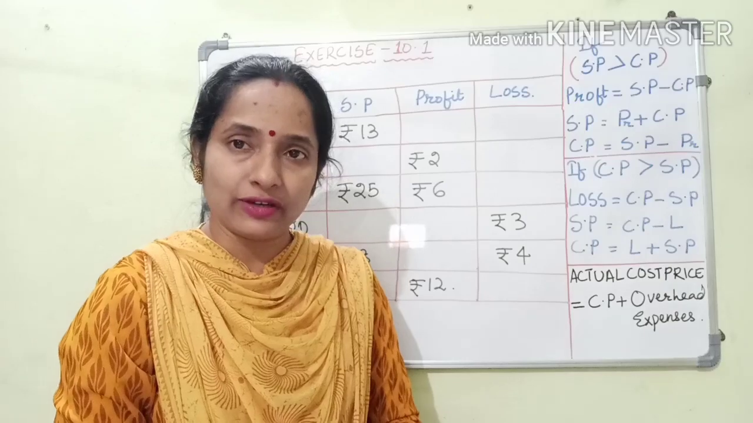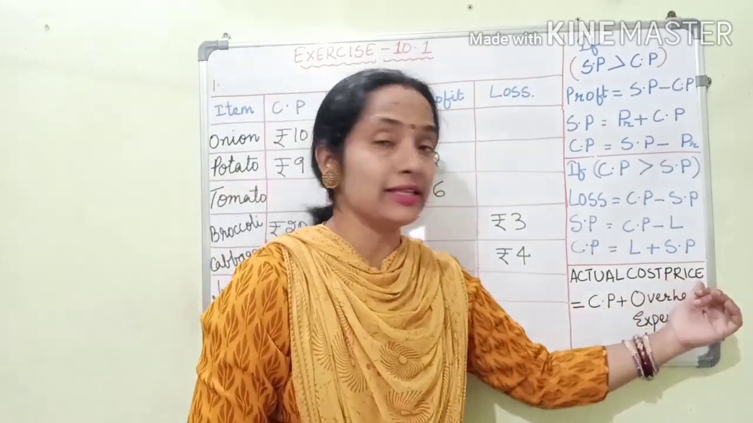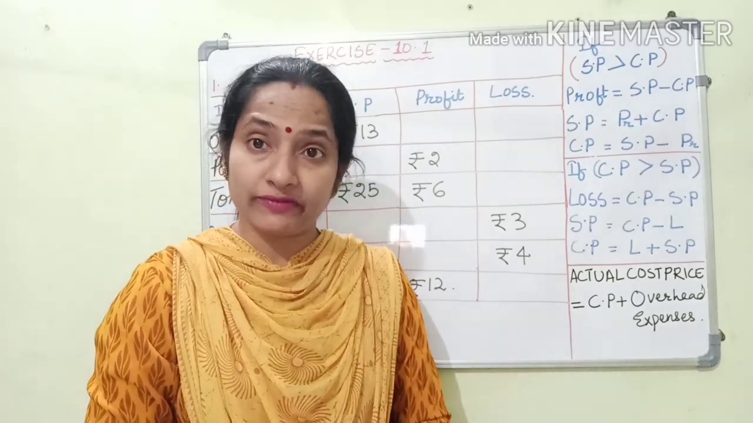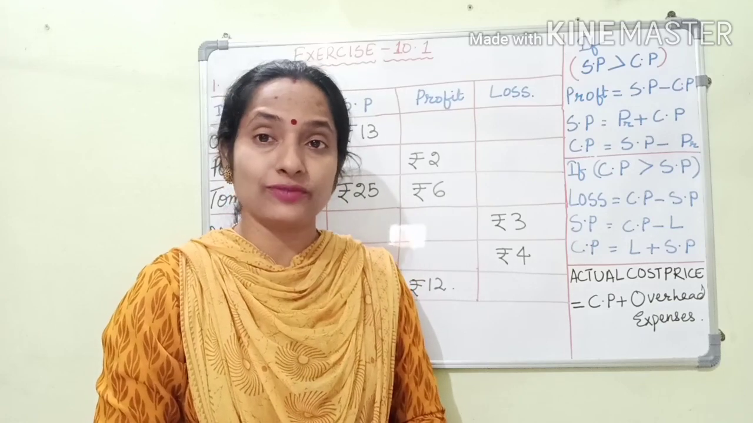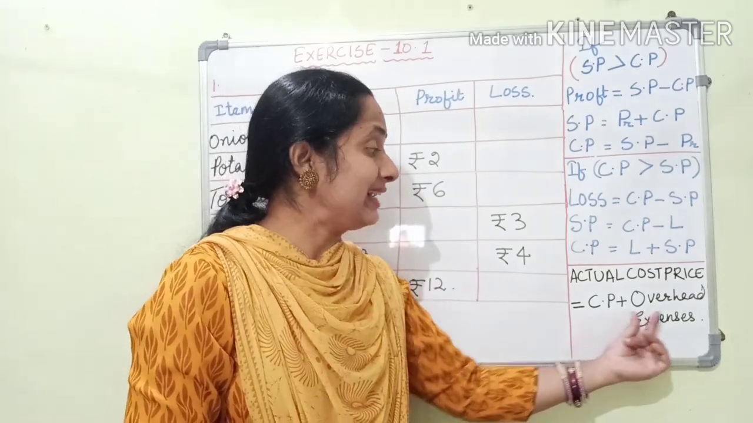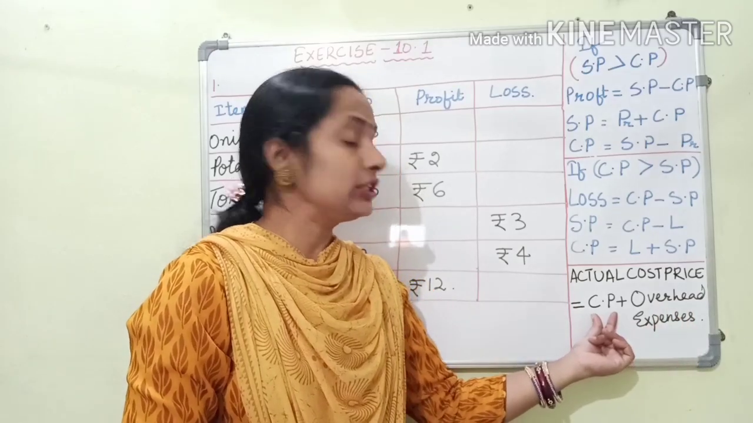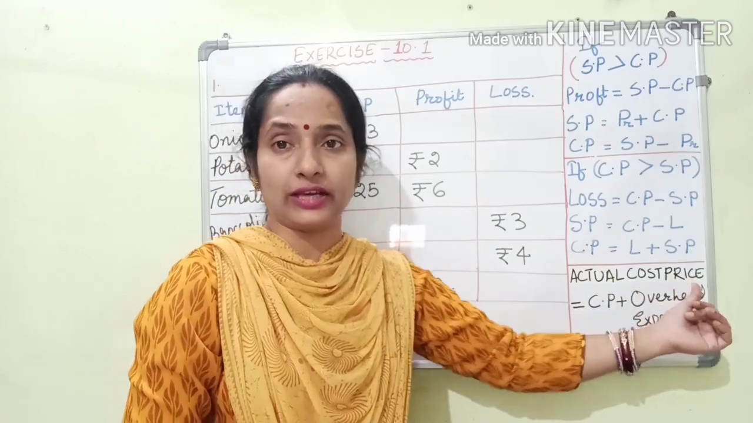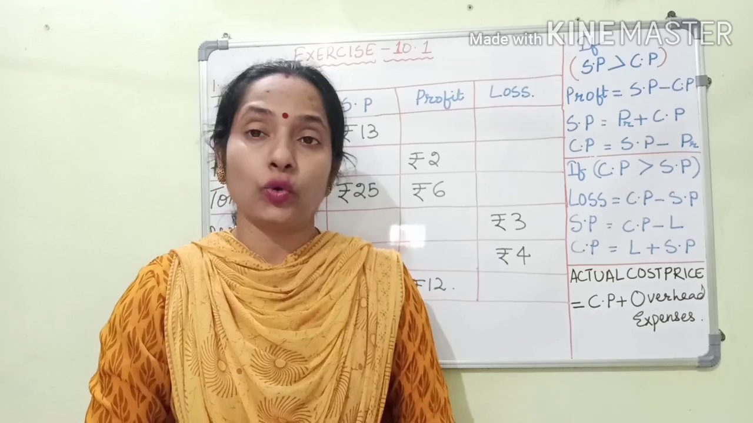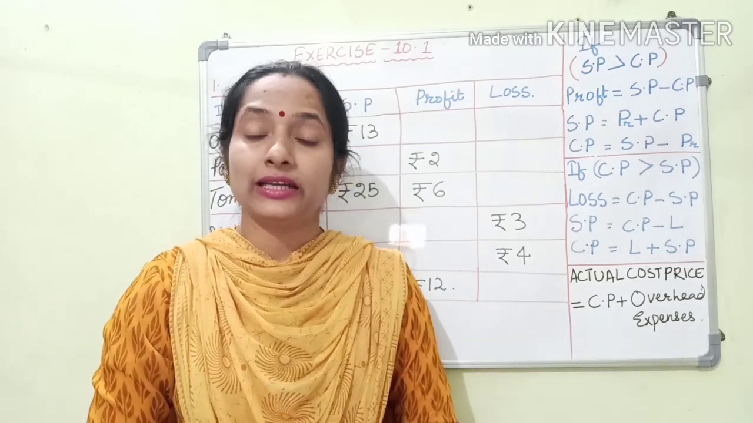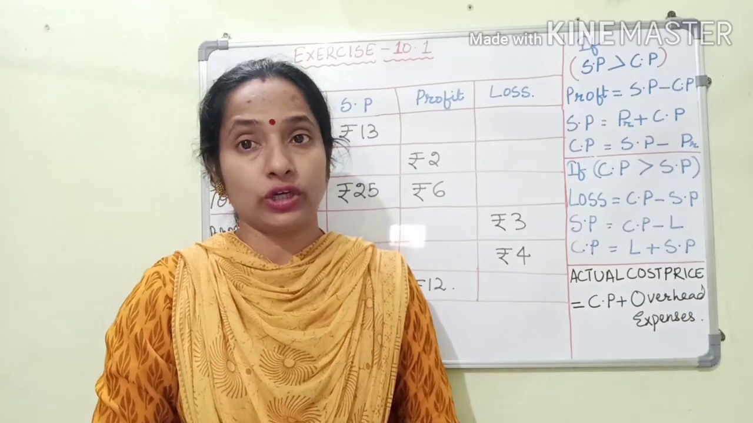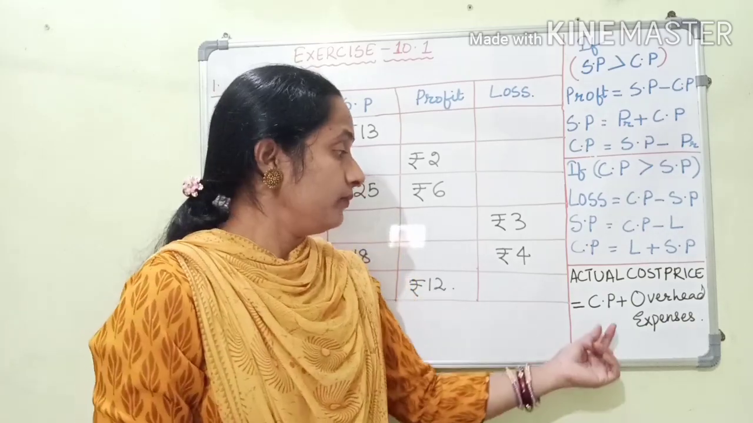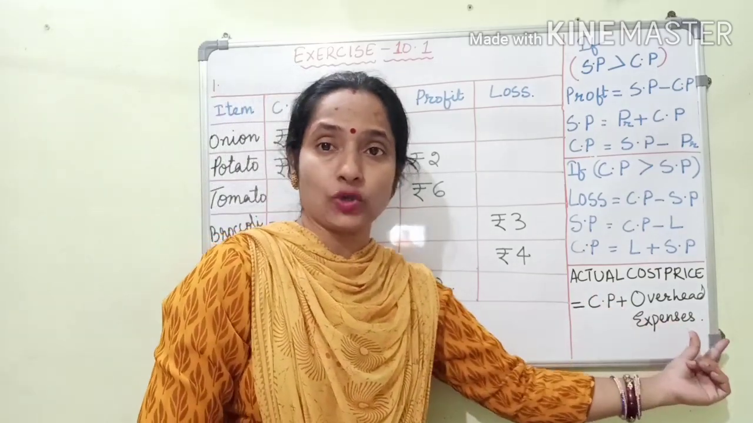Now the last and final formula is the actual cost price when there are overhead expenses. This part we also discussed at the end of the previous video. Whenever we add the overhead expenses to the cost price, we get the actual cost price of that item. So actual cost price of an item is equal to cost price plus the overhead expenses, or the expenditure done on shipping or in transporting the objects and all. Okay, so actual cost price is equal to cost price plus overhead expenses.